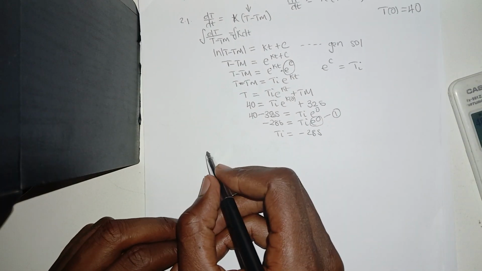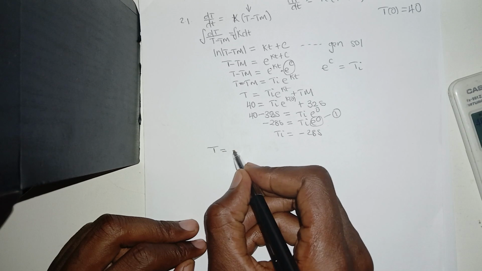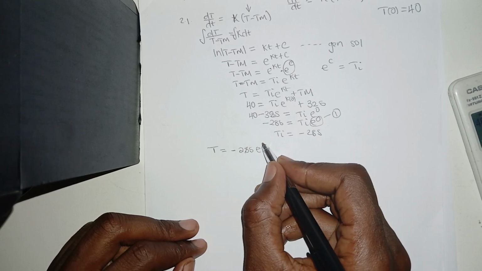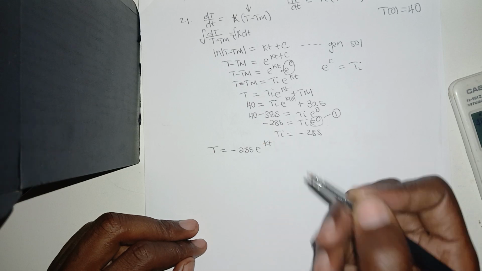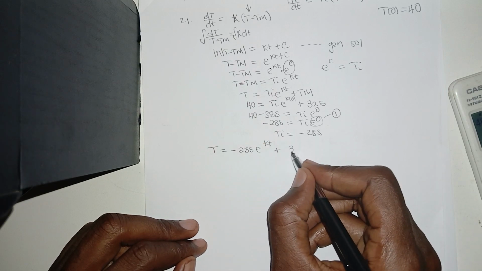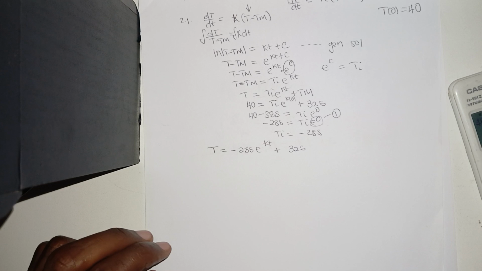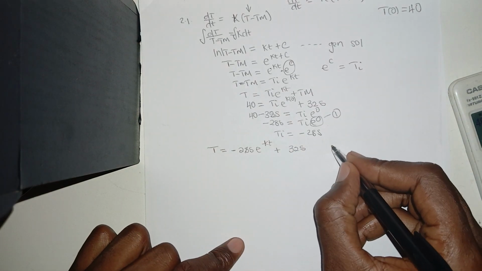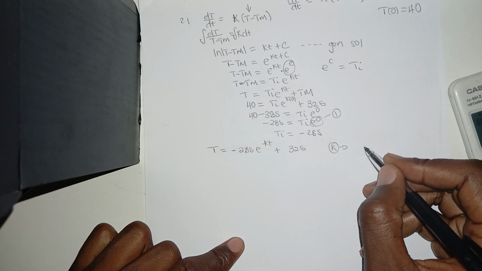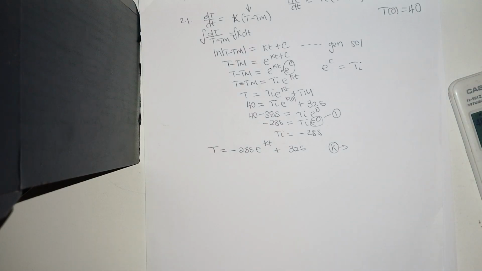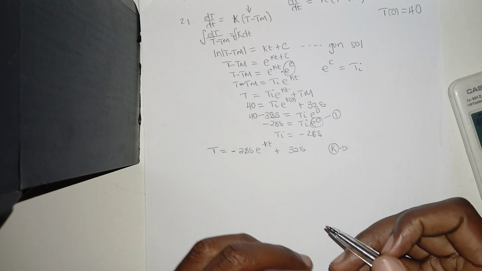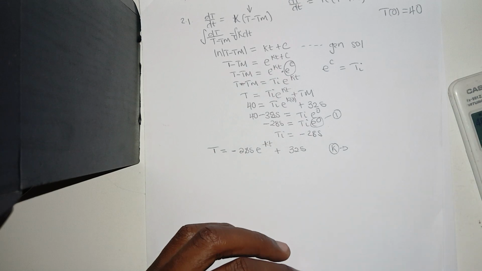So we have to rearrange the equation. T is equal to negative 285 e to the power kt, then plus Tm, which is 325. Right, so this is our equation. Now, what is it that we have to look for? Let us look for K, the constant of proportionality, or the rising or the drop, which in this case is the rising rate.